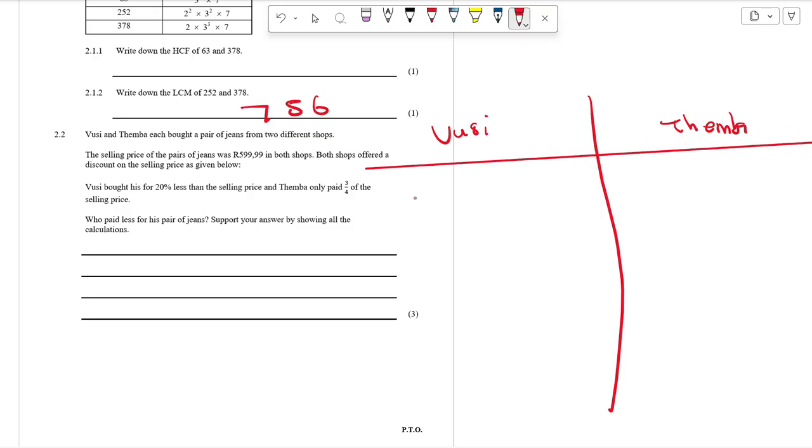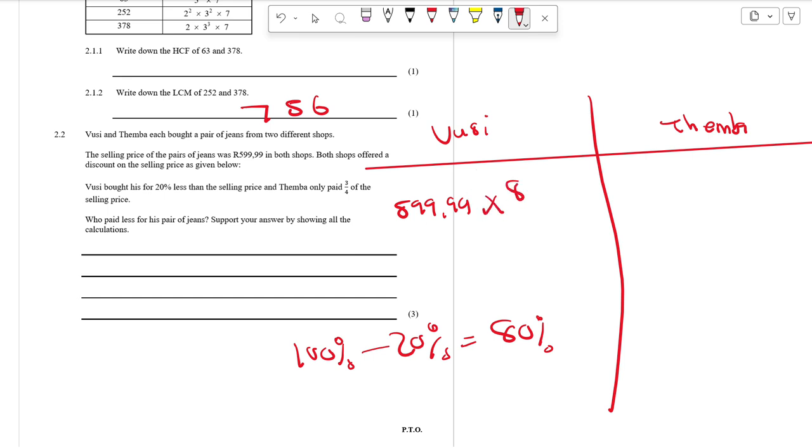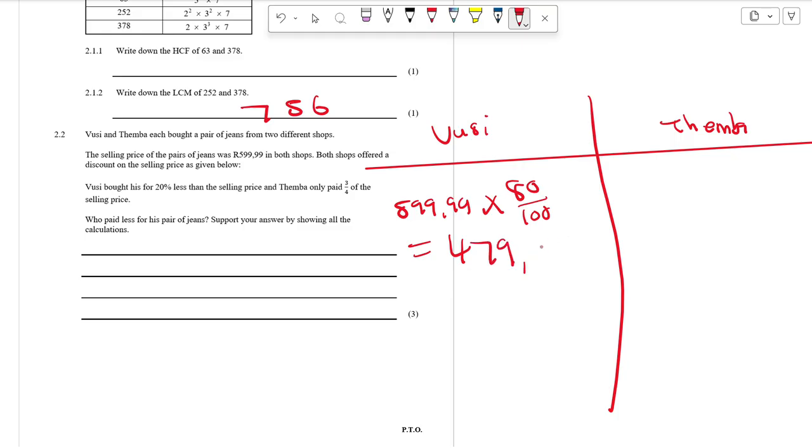So let's start with 599.99. Vusi bought his for 20% less. You were supposed to pay 100%. So less means they gave him a discount of 20%. So he paid 80%. Okay, so we want 80% of this money, multiply by 80, divide by 100. You see? And then we can get the amount that Vusi paid. So it's 599.99 times 80 divided by 100. So Vusi paid 479.99.